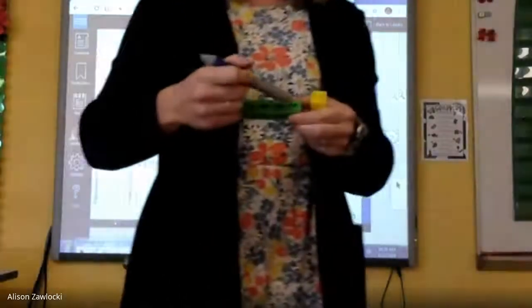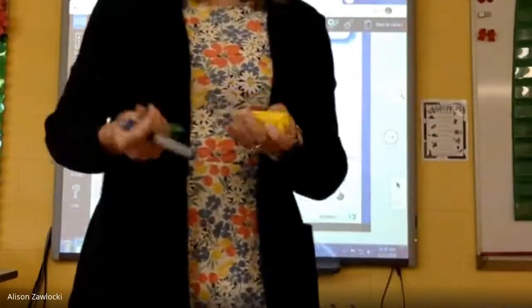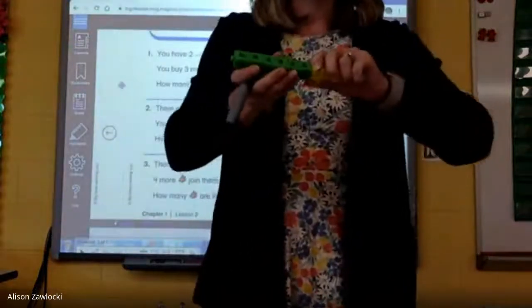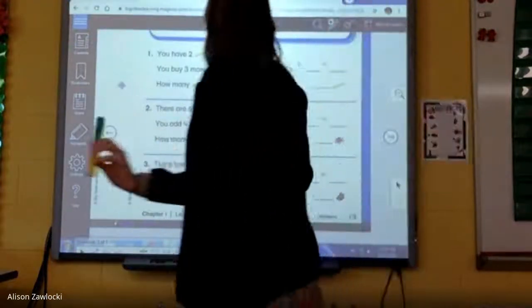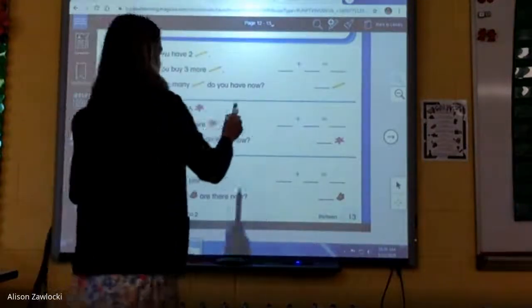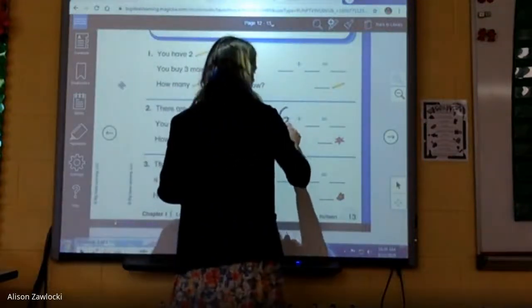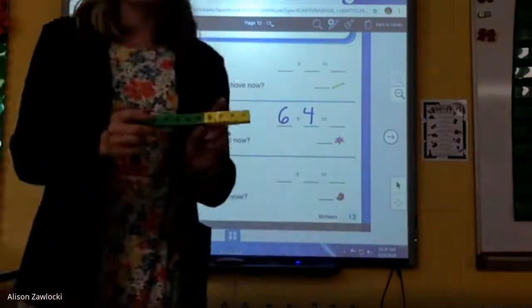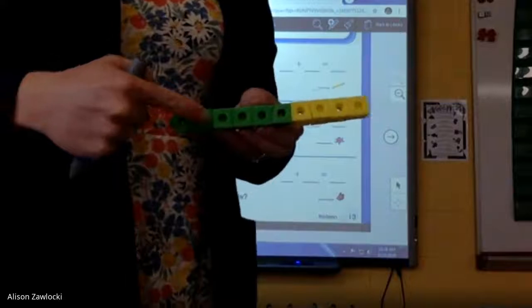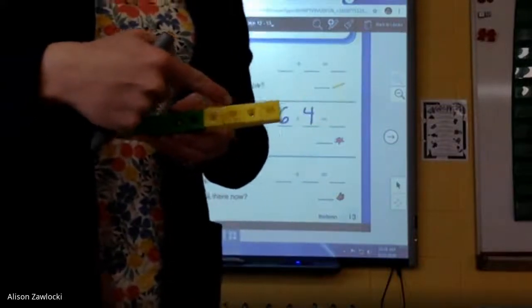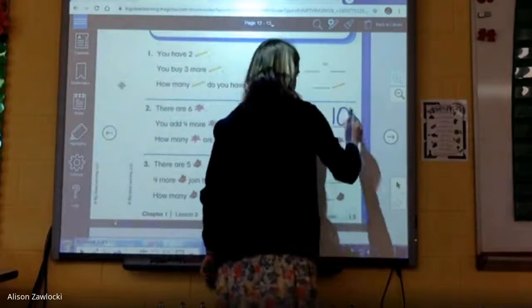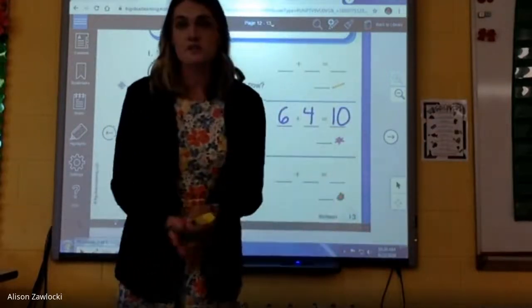1, 2, 3, 4, 5, 6. You add 1, 2, 3, 4. So I have a part here and a part here. I'm going to put them together to find my whole. Let's go ahead and write our number sentence. There are 6 flowers and you add 4 more. 6 plus 4, what does it equal, boys and girls? Let's count the total. 1, 2, 3, 4, 5, 6, 7, 8, 9, 10. Very good job, boys and girls. I could use a different strategy to solve this problem too.